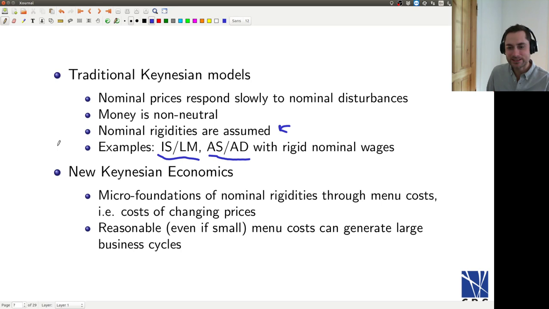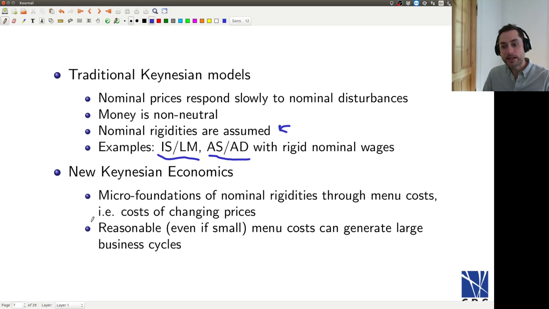And if so, then some of these Keynesian ideas are important. But we can't go back to this old world because there was a famous critique of models that didn't have micro foundations, that were just based on statistical relationships, called the Lucas critique. So these models don't really solve that problem. So down here, we have models where we do have micro foundations and also money matters. So how are we going to do that?